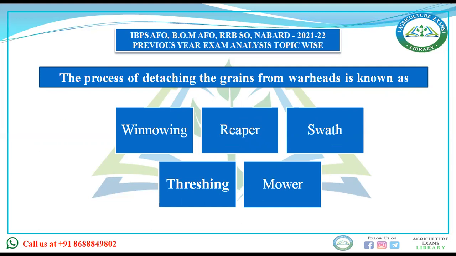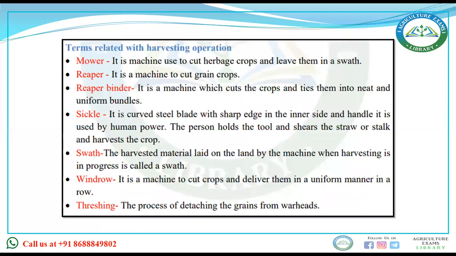Next, the process of detaching the grains from earheads is known as. That means separating the grains from the earheads, what do we call it? If you see the options, winnowing is nothing but the blowing of air to clean the chaff. The reaper is a machine which cuts grain crops. Swath is the material which is harvested and laid on the land after the machine cuts the crop; the stalk coming out from the machine is laid on the land surface, and we call it the swath.